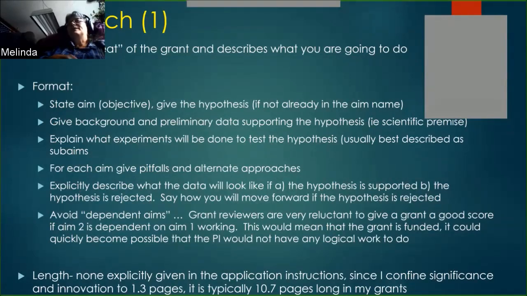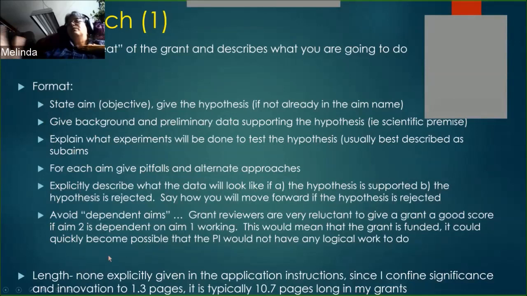So that's what's called dependent aims. So usually you want your aims to be parallel with each other, not dependent. You don't want the success of being able to do aim 2 dependent on the success of aim 1. So just avoid that. You want your aims to be parallel things.